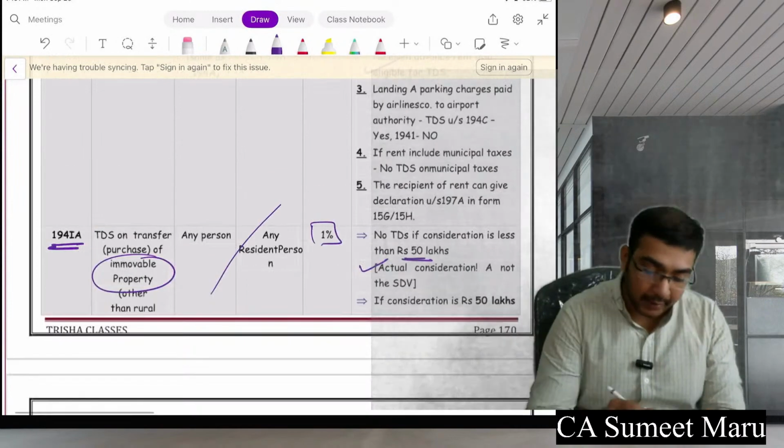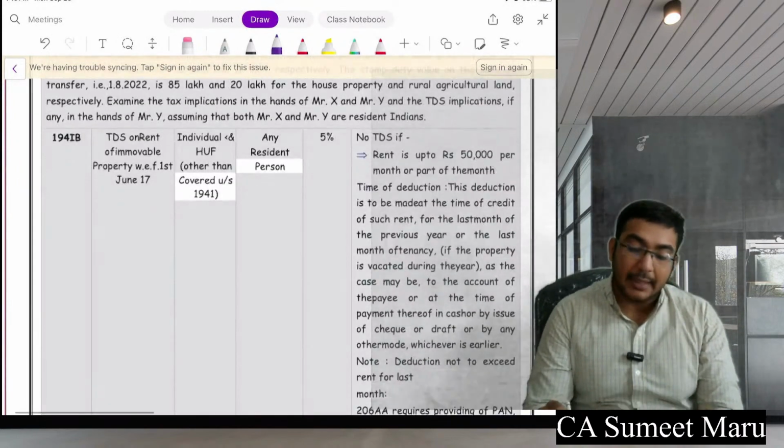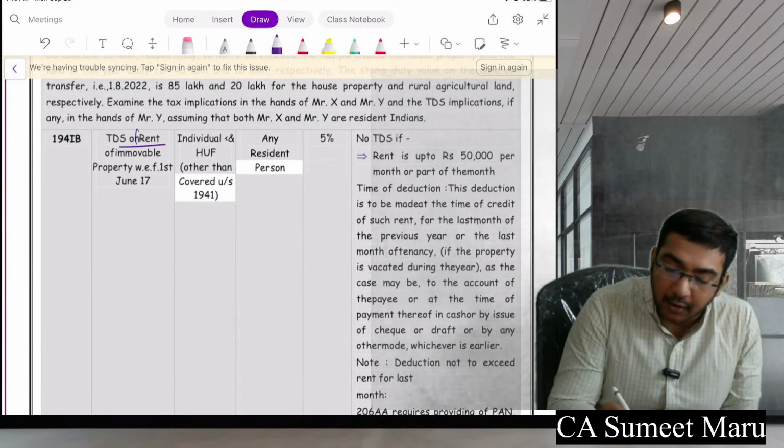Next, this is also important. 194IB, immovable property on rent.